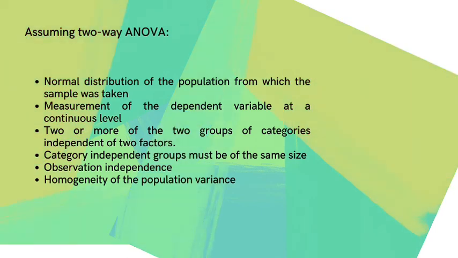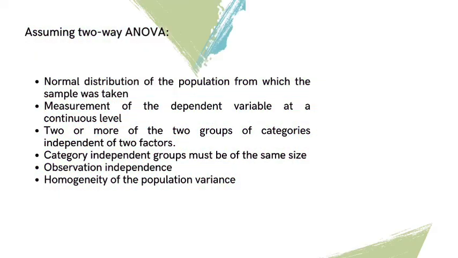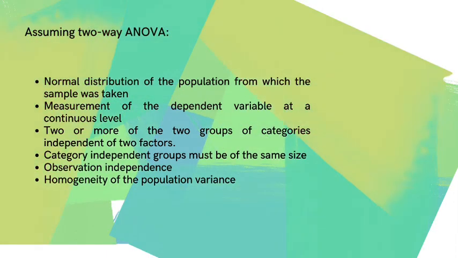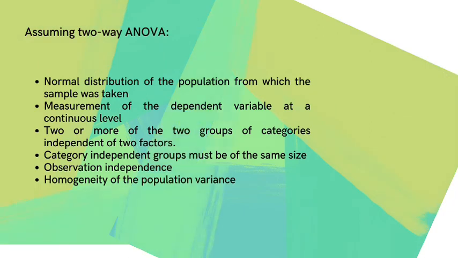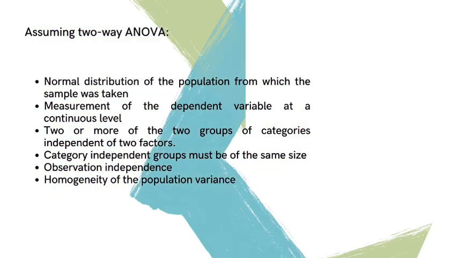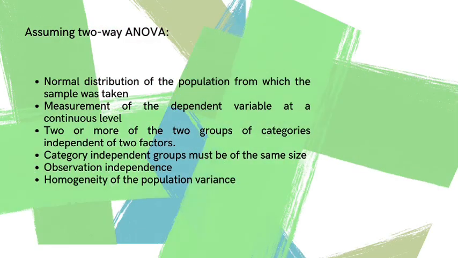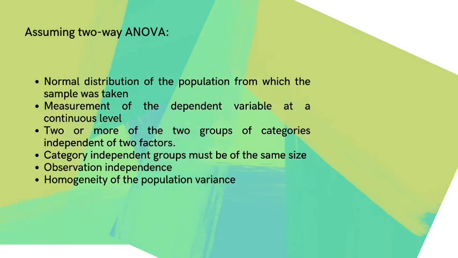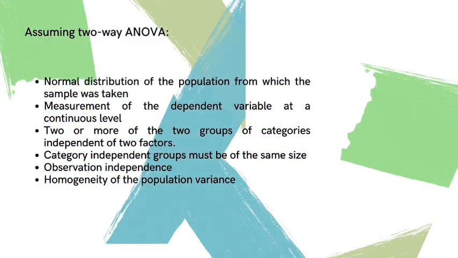Next is assumptions of two-way ANOVA. First, normal distribution of the population from which the sample was taken. Second, measurement of the dependent variable at a continuous level. Third, two or more groups of categories independent of two factors. Fourth, category independent groups must be in the same size. Fifth, observation independence. And sixth, homogeneity of the population variance.